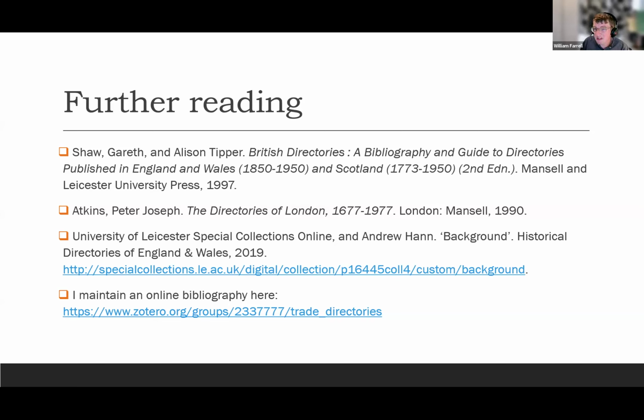There are a lot of copies in libraries and on the second-hand market out there, but it hasn't been reprinted for some time. But you can get hold of a copy either in a library, because a lot of local reference libraries would have bought a copy, and it turns up in the second-hand market quite a lot. Atkins' book about London specifically is very similar to the Shaw and Tipper book, but concentrates just on London, and again has a very good introduction.